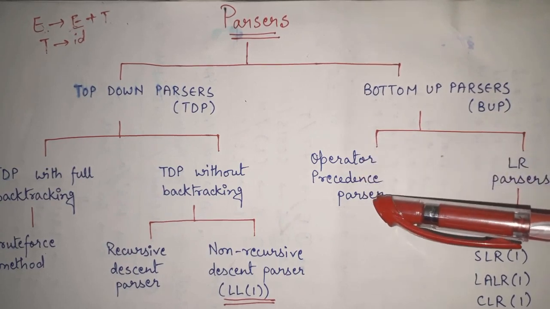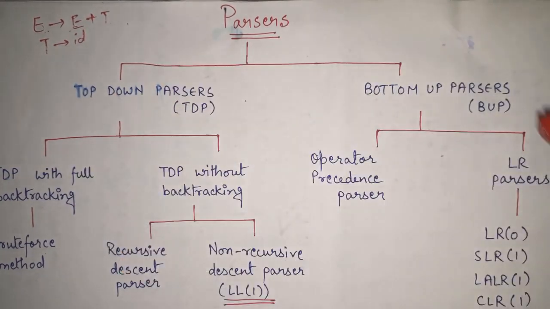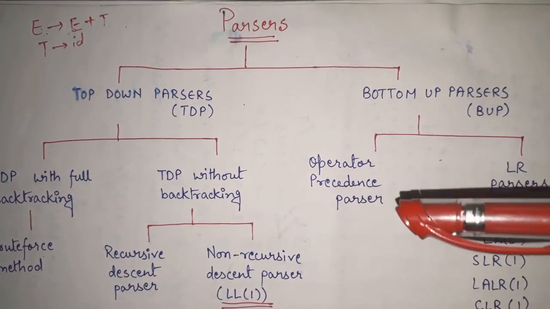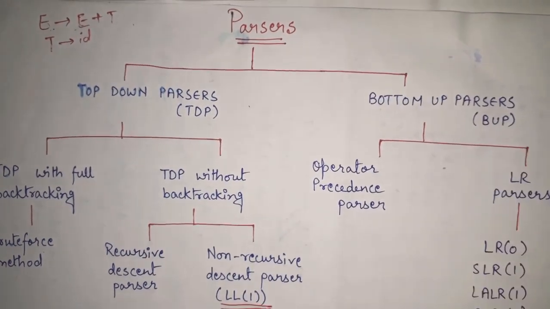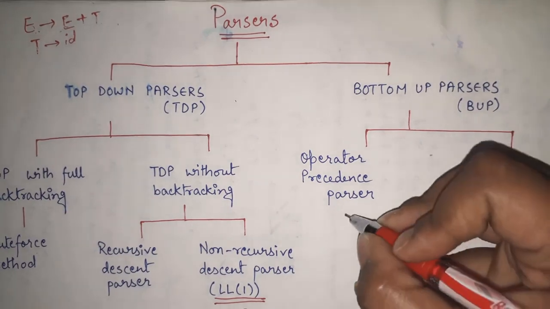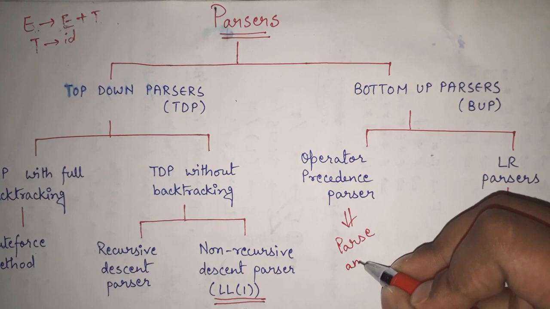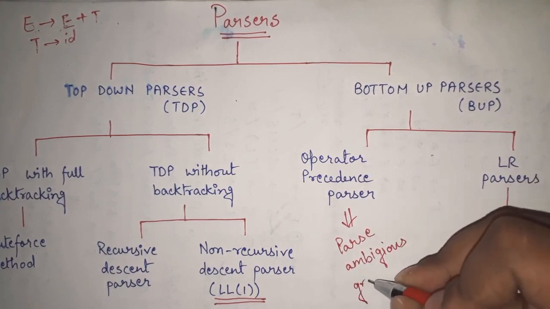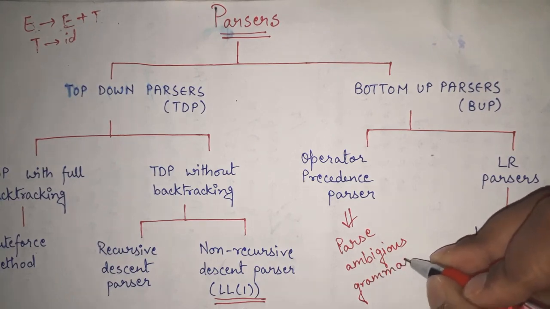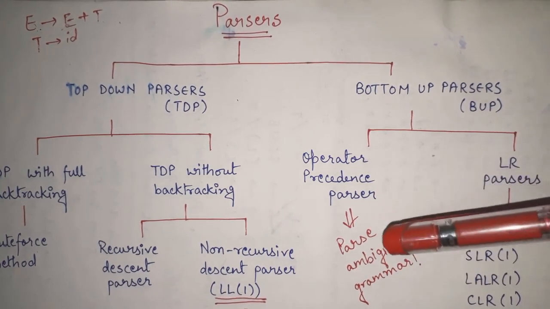operator precedence parser is the only parser among all these parsers that can parse ambiguous grammar. So what is its specialty? Why is it very famous? Because it can parse ambiguous grammar. None of the other parsers that we have talked about can parse any ambiguous grammar, but the operator precedence parser is the only one that can.